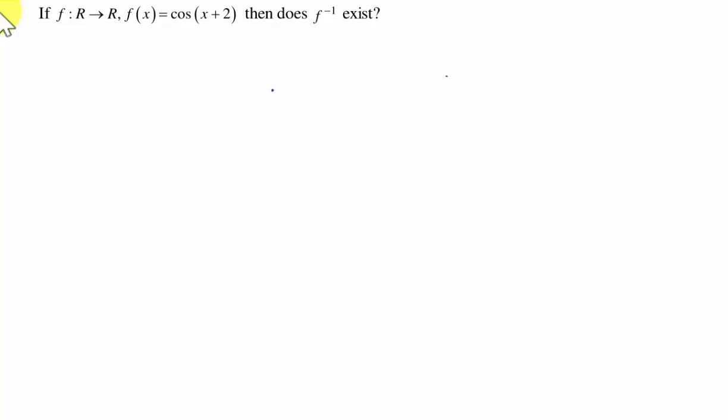So our question is: f(x) = cos x + 2. Then does f inverse exist? We need to check whether this function cos x + 2 is invertible or not. Can we find the inverse of this function or not? As we know, we can find the inverse of any function if that function is bijective.